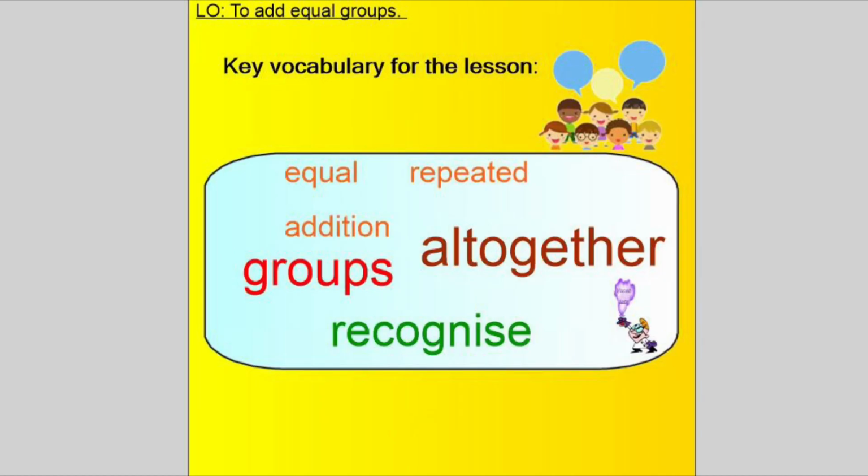Let's look at some key vocabulary now. Some of these we've seen earlier this week, such as equal, altogether, groups, and recognize, we've already spoken about. But now we've also got addition, which remember is adding, and repeated, which is when something happens more than once.